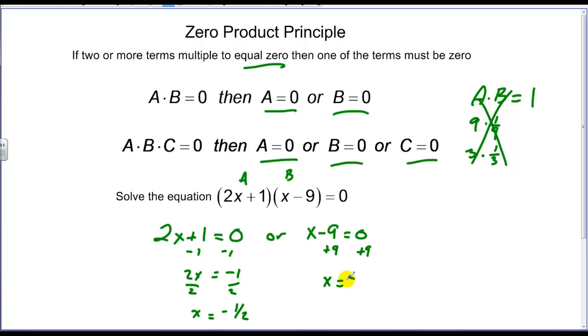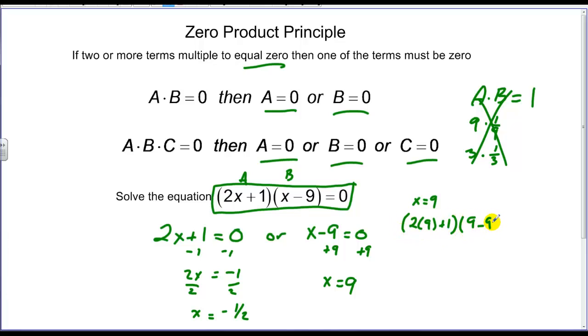So x equals 9. So if I wanted to solve this equation here, I know I have two possible solutions. x could equal 9. If x equals 9, then notice what happens. I have 2 times 9 plus 1 multiplied by 9 minus 9, and that should equal 0. And it does, because 9 minus 9 equals 0, and 0 times anything is 0. So this one checks off. How about that negative half?